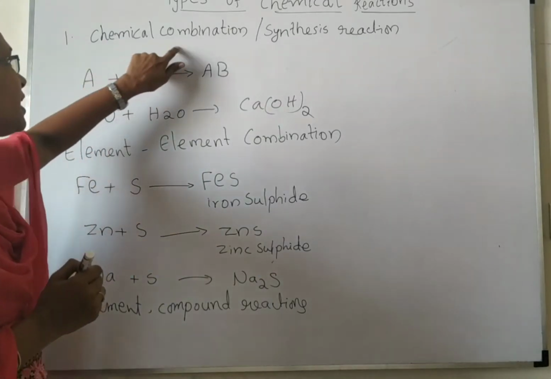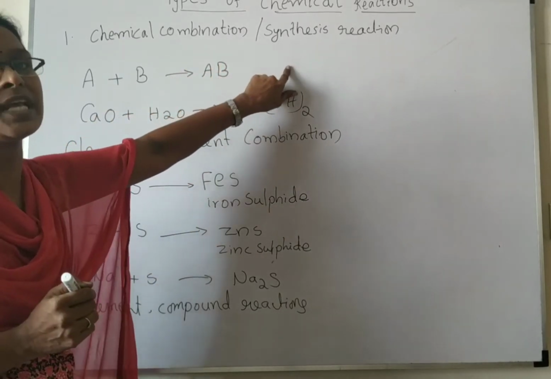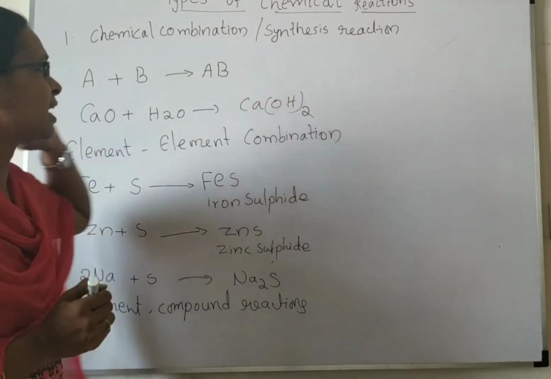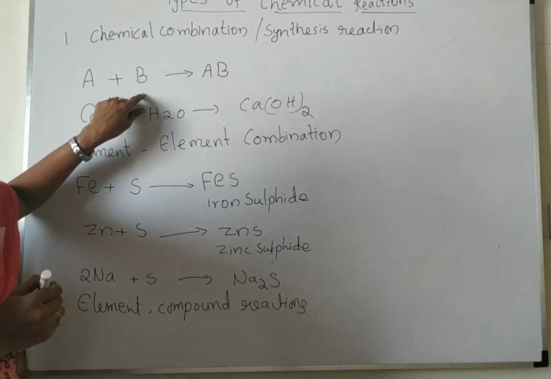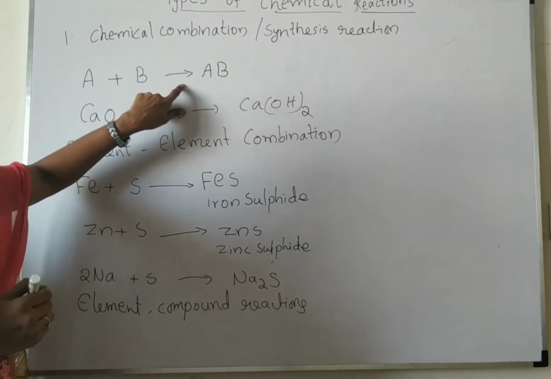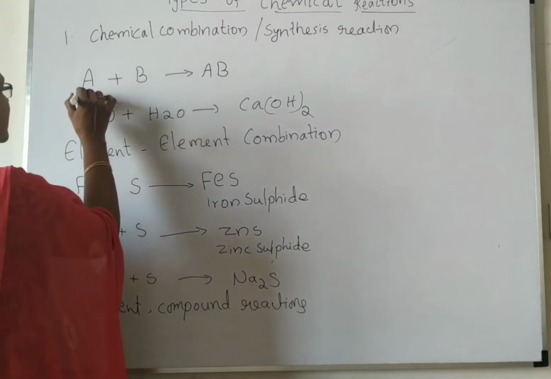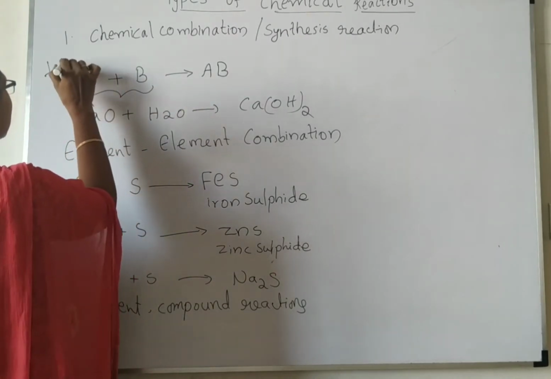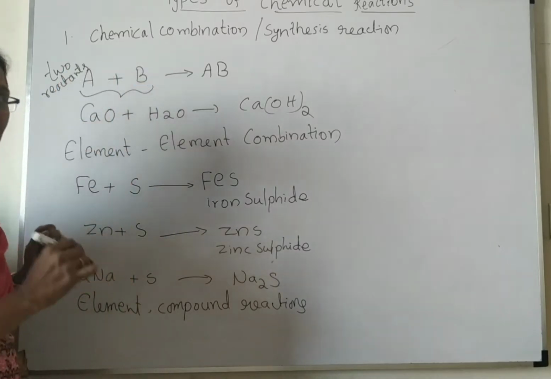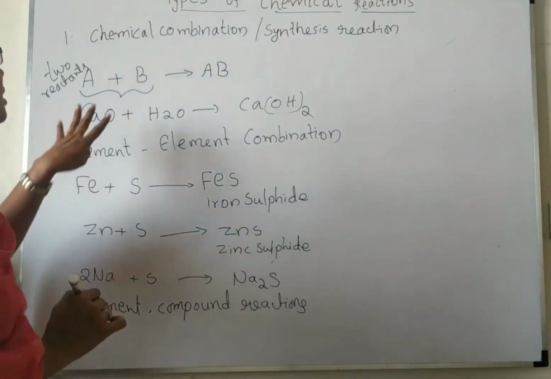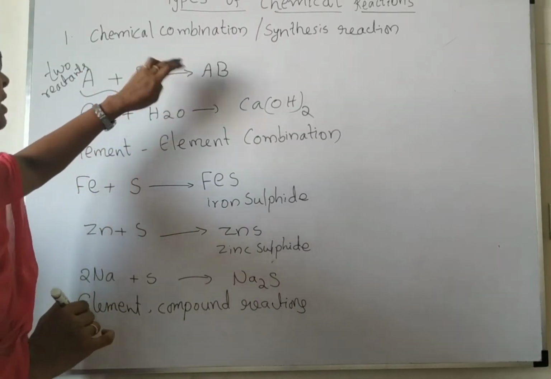Name itself we can say, combination means combining with each other. So we can also call these reactions synthesis reactions. For example, A is a compound reacting with B forming a compound AB. Here only one product will form, but 2 reactants are compulsory. Either it may be an element or a compound or any substance, but compulsory 2 reactants should be involved in the chemical combination.